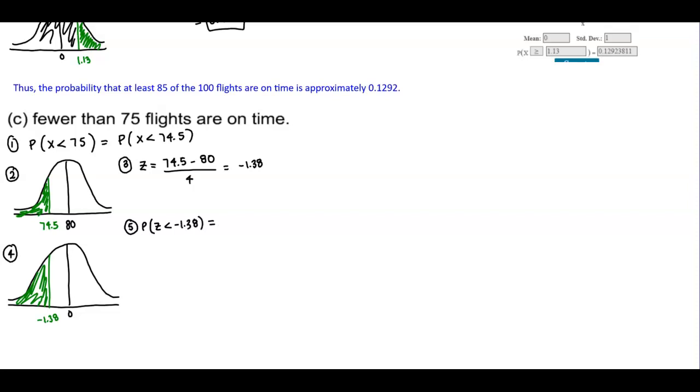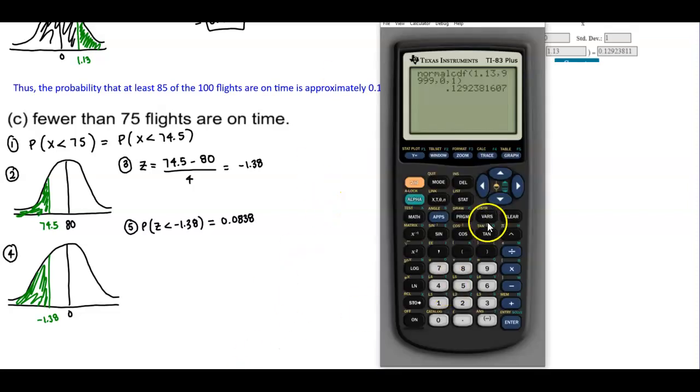If we go to our table, then what we end up getting is 0.0838. Okay, and let's see how we do this on the calculator.